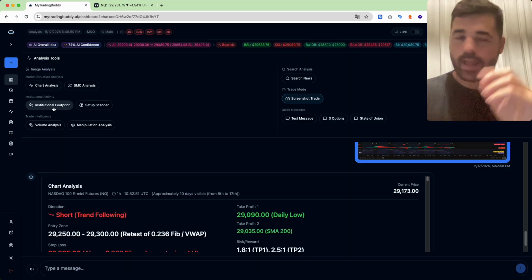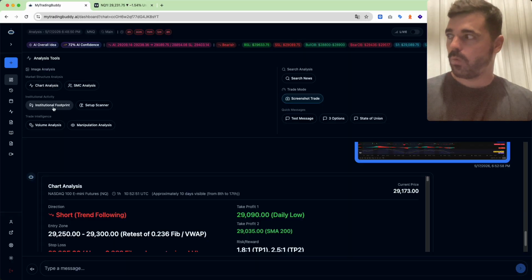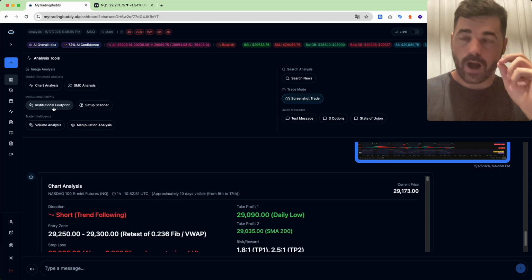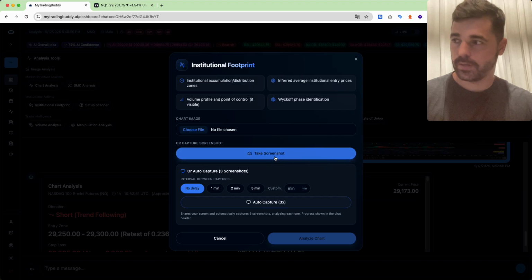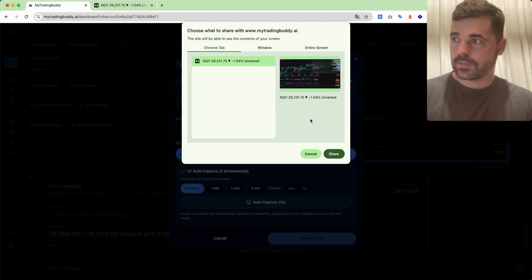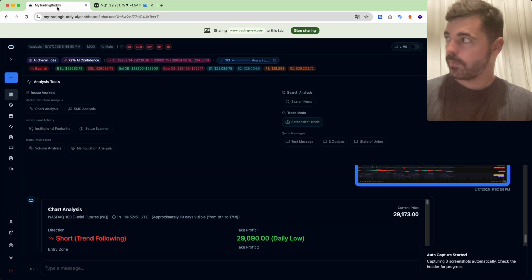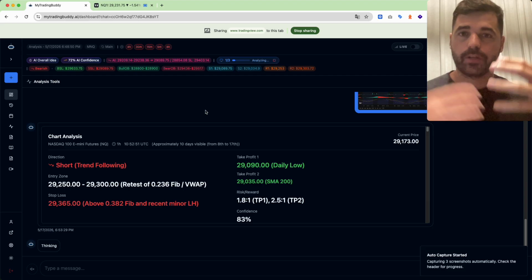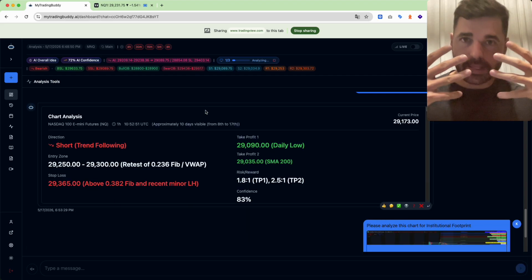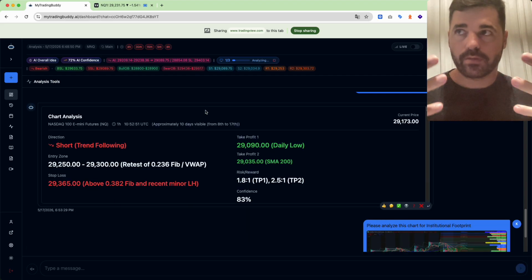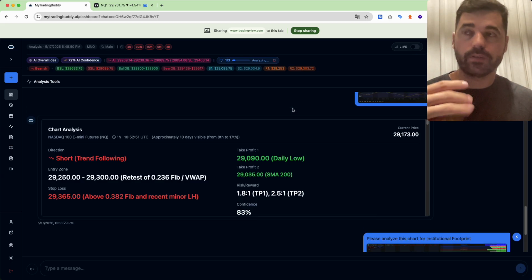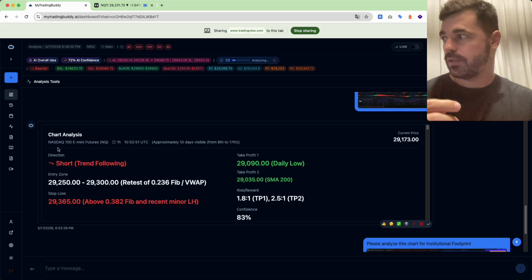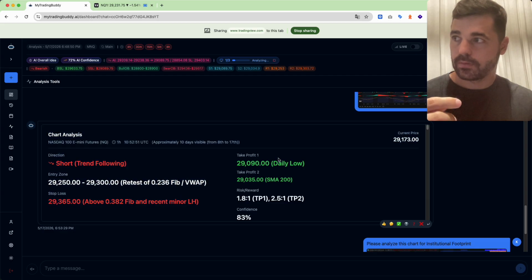Now you have institutional ones, which are very powerful to use. I recommend that once you've done the chart, you then use some institutional ones. So we'll do footprint. What this is doing is it's now going to look through the lens of an institution, how they would be viewing this chart pattern, which could come up with different ideas than just the chart itself.